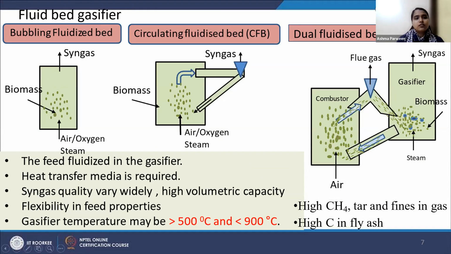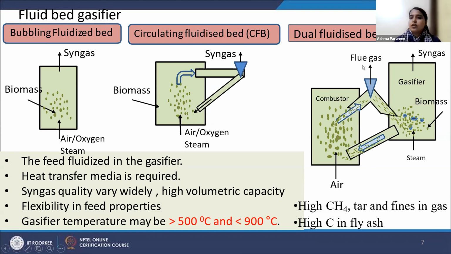Next is fluidized bed reactor, gasifier, sorry. These are the three types. First is bubbling fluidized bed, next is circulating fluidized bed, and then dual fluidized bed. The difference between bubbling and circulating fluidized bed is only the air velocity which we provide. In circulating fluidized bed, we provide more air velocity as compared to bubbling fluidized bed. Because of the high velocity, there is a chance that the biomass may get carried away with the syngas. So after separation from the syngas, the biomass particles are recirculated back into the reactor.